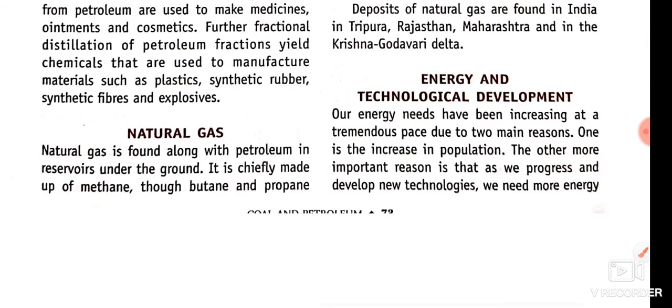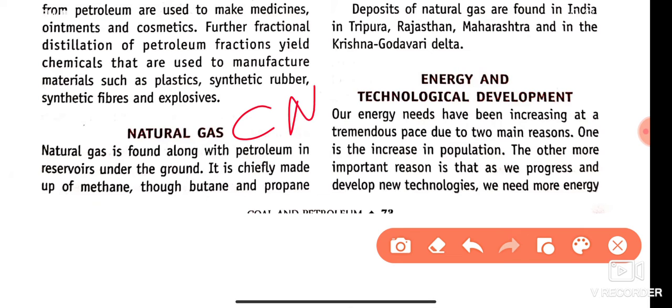Next is natural gas. Natural gas is found along with petroleum in the reservoirs under the ground, and CNG is known as compressed natural gas.